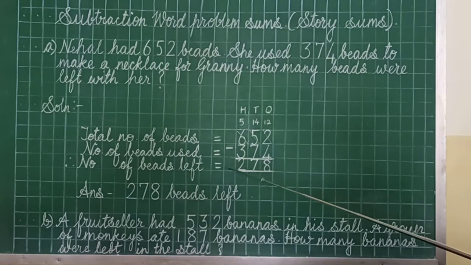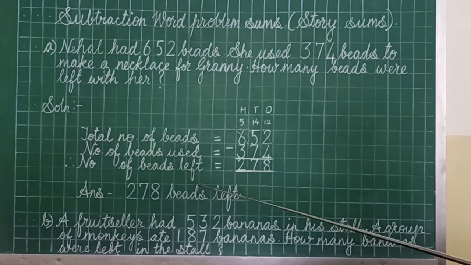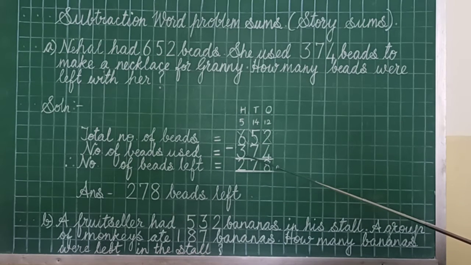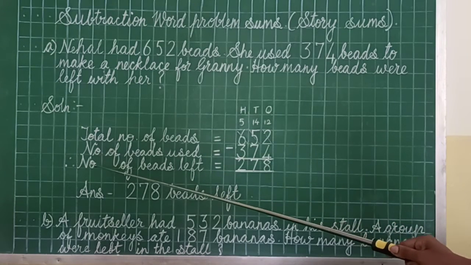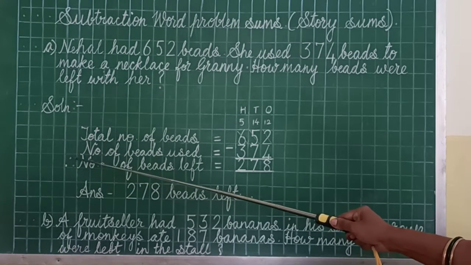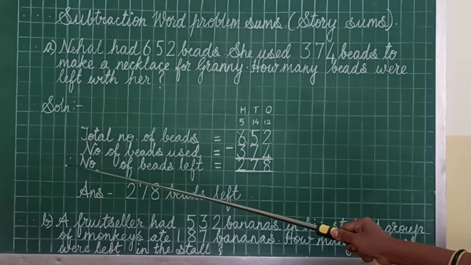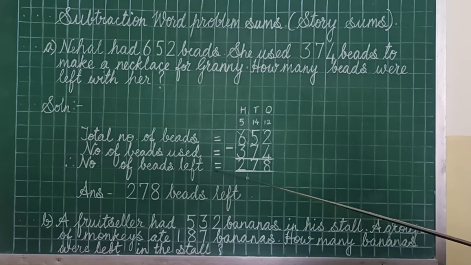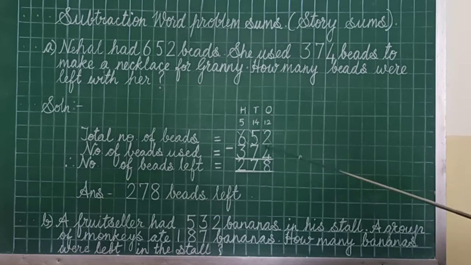Now children, we have to find the number of beads left with Nehal. So for that we have to subtract both the numbers. We have to subtract 374 from 652. So the next statement will be, therefore, this 3 dots. Children, this 3 dot means therefore. Therefore, number of beads left is equal to, so let's solve this.